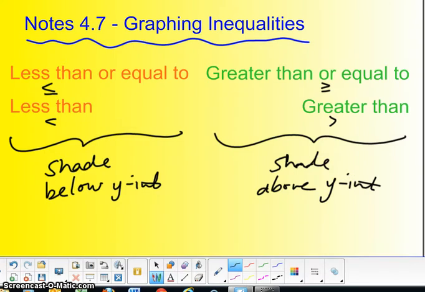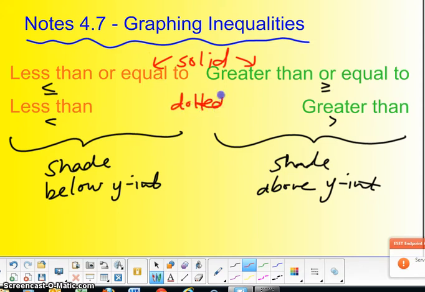Another note to remember is that for each one of these you have to do either a solid line or a dotted line. A solid line means to include all of the values, so that's going to be a solid line for the first two you see here. And then a dotted line is going to be for less than or greater than.